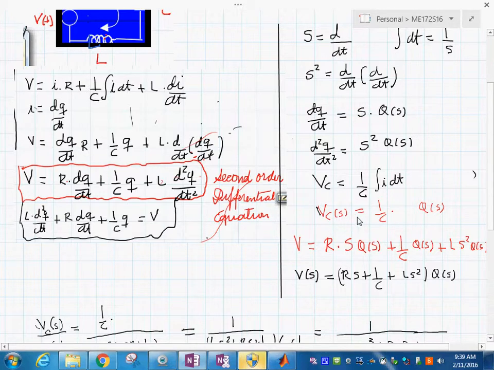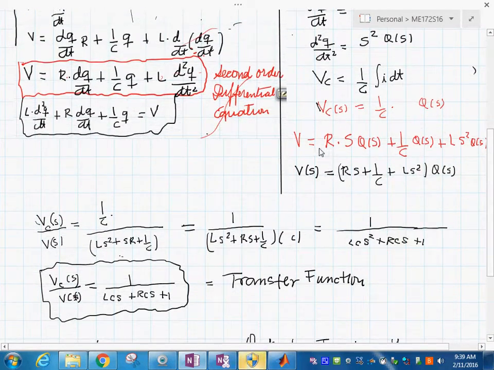you integrate, you obtain this Q(s), so it's 1 over C times Q(s). And then the voltages, we replace those in terms of the s variable, is this. We factor Q(s) out, and we have an expression for the voltage V(s) related to the charge. So if you find that ratio, we come up with this transfer function, and once we have it this way, we are ready to enter it into Simulink, I mean, into MATLAB.